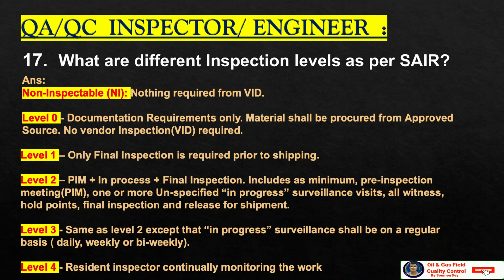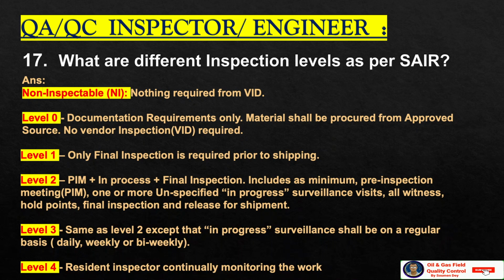What are the different inspection levels as per Saudi Aramco inspection requirements? There are actually 6 levels. The first one is non-inspectable, where nothing is required from the vendor inspection department. Then there is level 0, documentation requirements only. Material shall be procured from an approved source. No vendor inspection is required. There is a regulated vendor list prepared by Aramco. So all the vendors for level 0 material should be selected from that list.